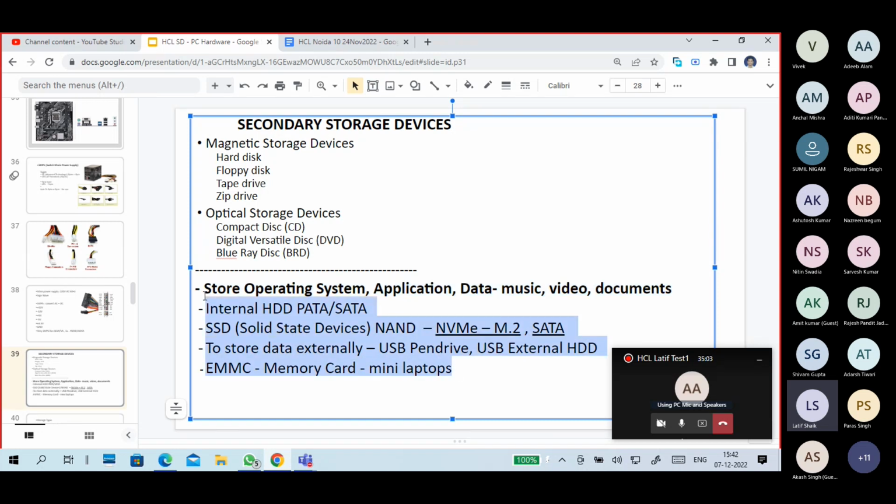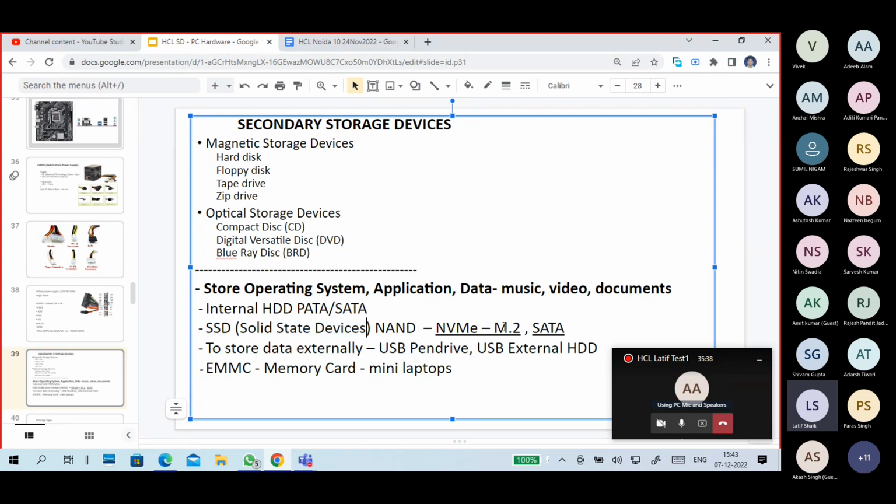But this part I've specially written here: why we need this hard disk. What are the generally used storage devices? Every system has an internal hard disk or SSD. Nowadays, most systems have SSDs. Internal hard disks are SATA or PATA type, used to store the operating system, applications, and data. An SSD serves the same purpose, storing the operating system and applications.